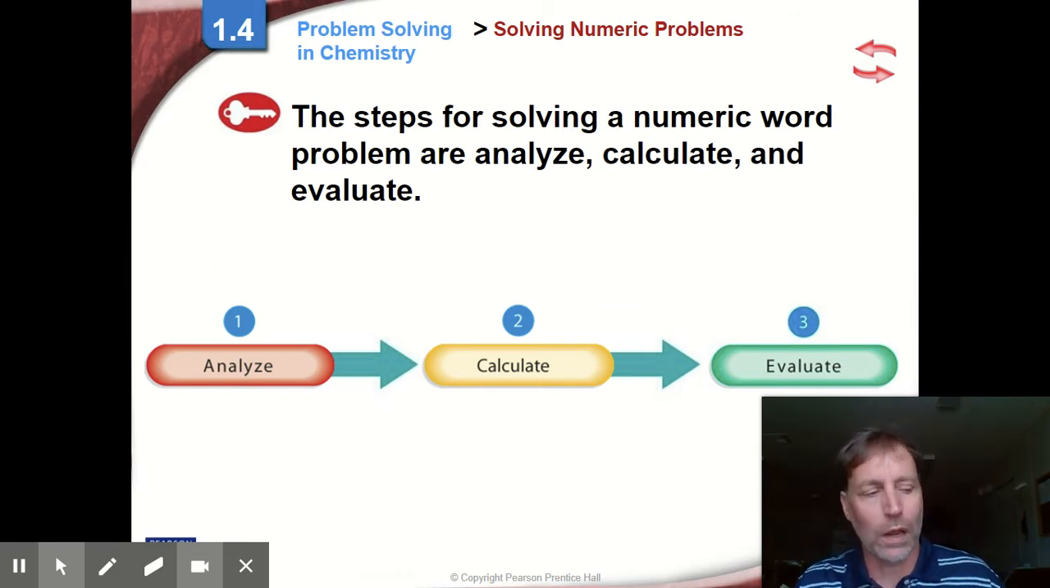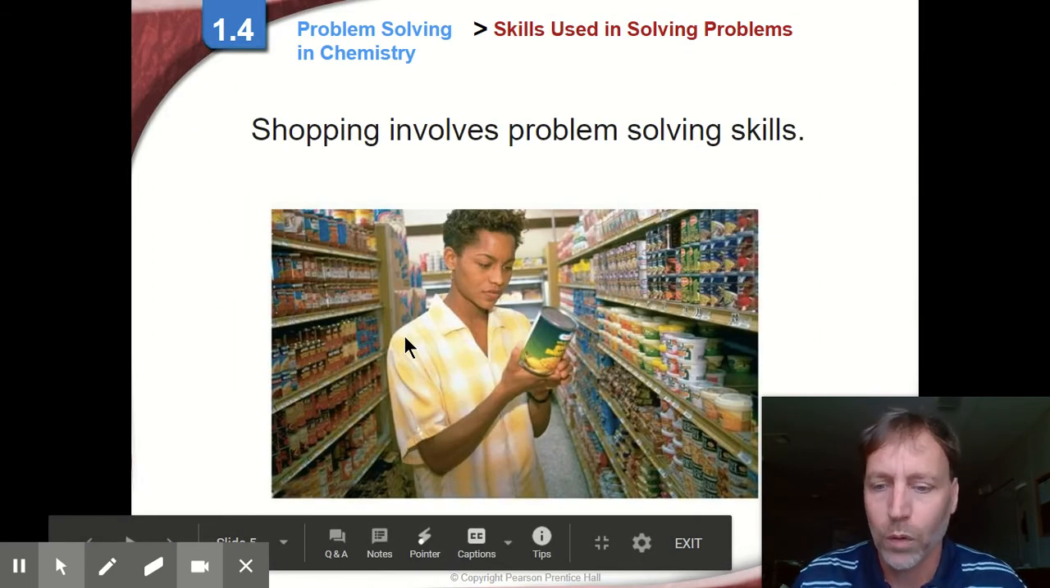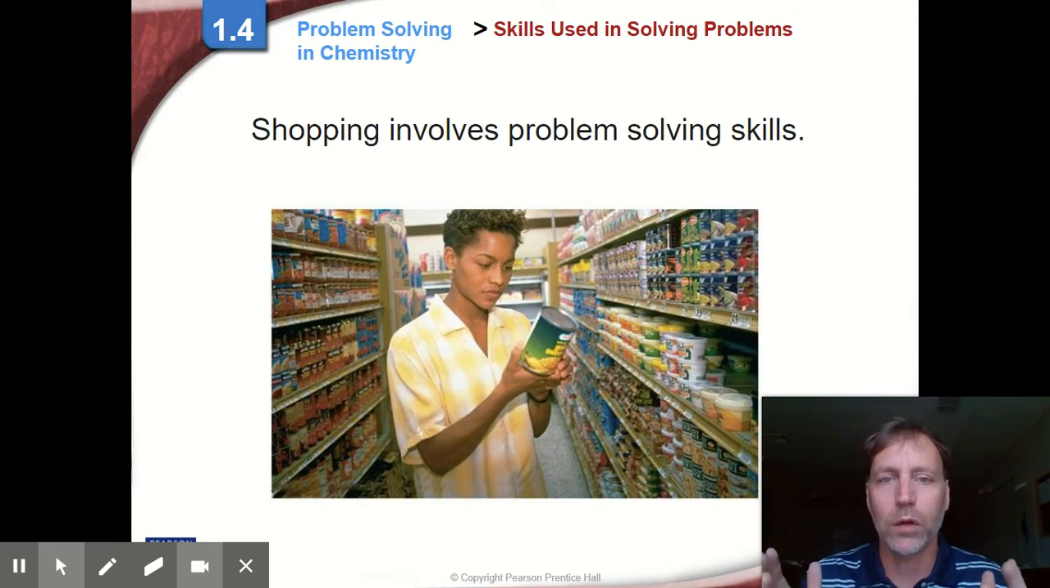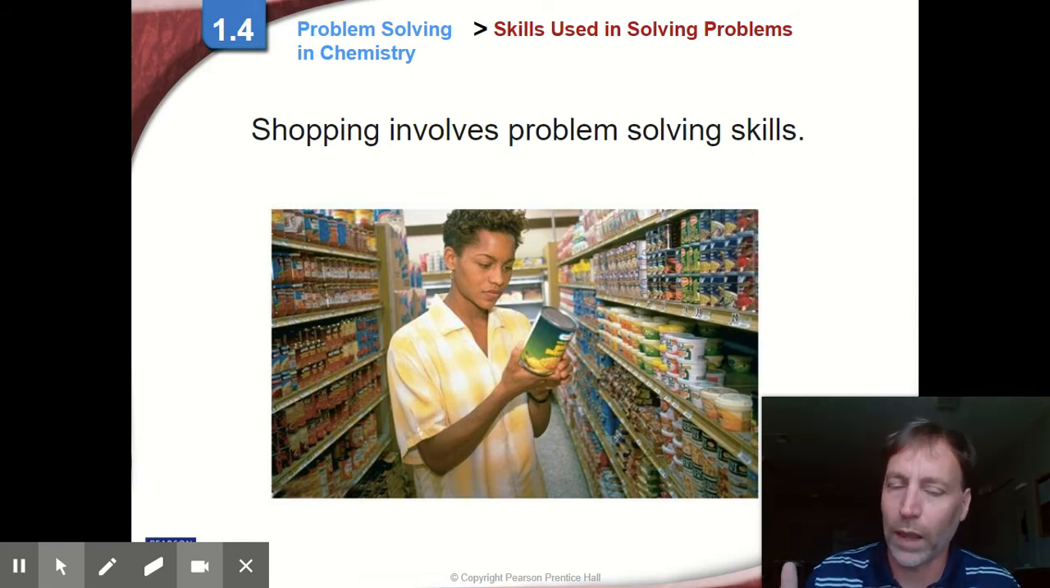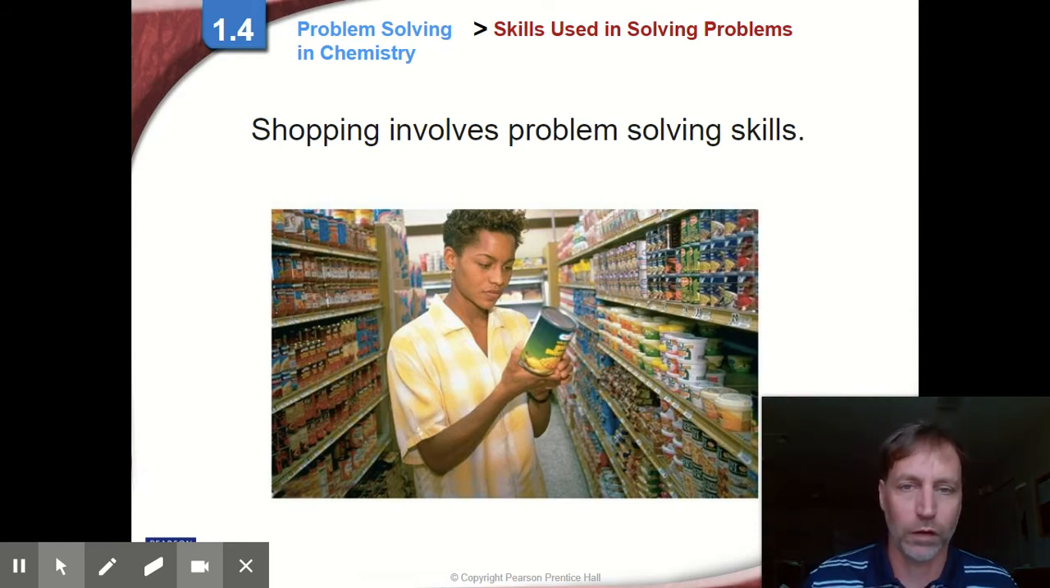So, for instance, if you're at the store like this person right here, what do you analyze? I have a recipe, and I want to make green bean casserole for seven people. Well, I need to analyze: how many green beans am I going to need? What does my recipe call for? That's going to translate to how many cans or ounces or volume or mass, or whatever it might be, of green beans I'm going to need to make enough green bean casserole for seven people.